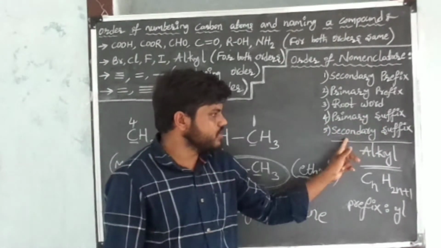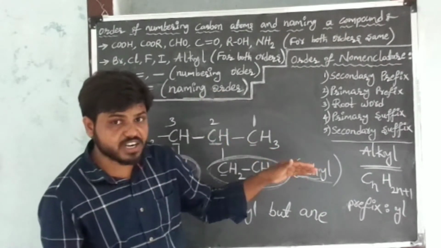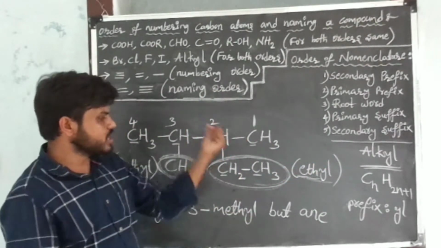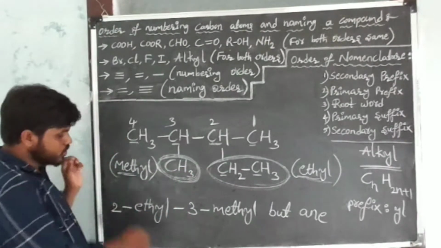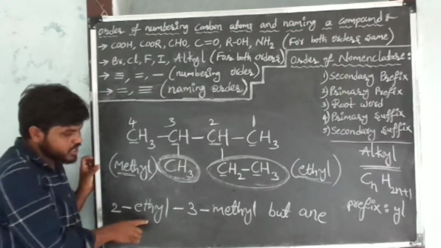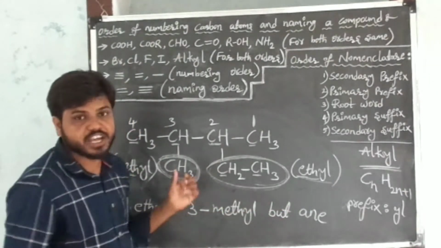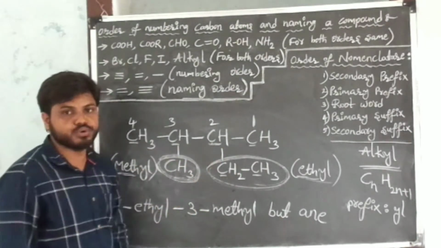After writing the primary suffix, take the secondary suffix. What are the secondary suffixes here? Functional groups. Functional groups are not present in the given carbon compound. So this is our required IUPAC name of the given carbon compound: 2-ethyl-3-methylbutane. 2-ethyl-3-methylbutane is the IUPAC name of the given carbon compound.